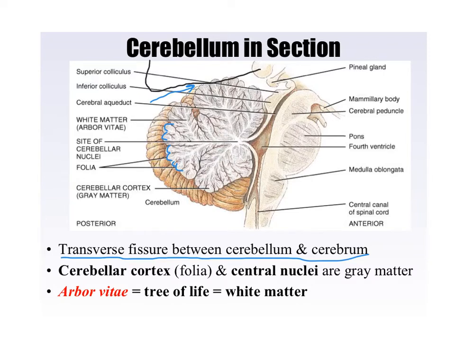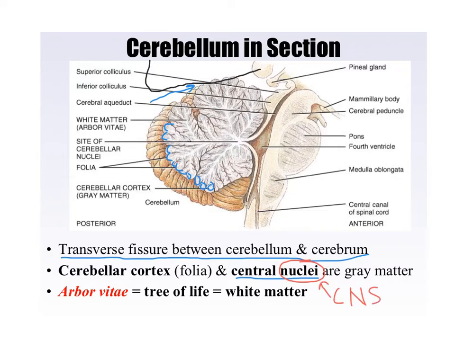So the reason why this is gray matter is because this is where the central nuclei are located. Remember, what makes it white is the myelinated axons, and what makes this out here gray is because this is mostly cell bodies, and that's what makes it nuclei. Remember, clusters of cell bodies located within the central nervous system are called nuclei.